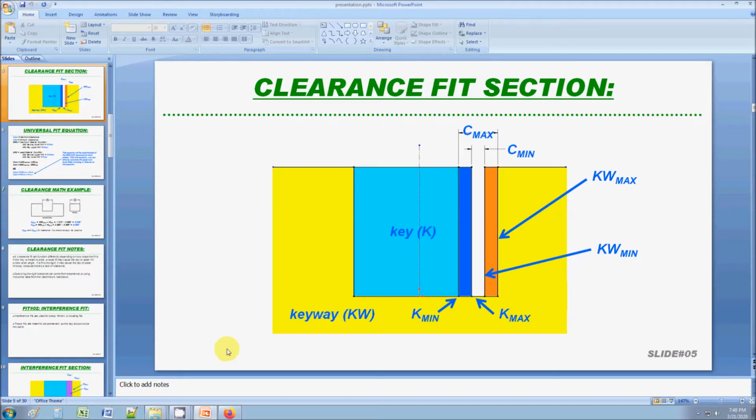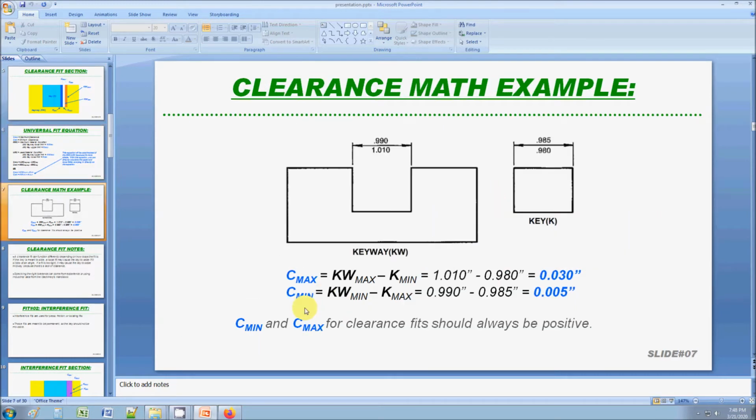But you have to constantly do this math when you're designing. You're either given the key, the ranges on the key, and you have to figure out the ranges on the keyway because you have to spell that on your drawing. So you're constantly doing this equation over and over again. Okay, so here's an example. We're trying to calculate the maximum clearance and the minimum clearance given these tolerances. Here's the key, here's the keyway. So here's the upper, lower, here's upper, lower, okay?